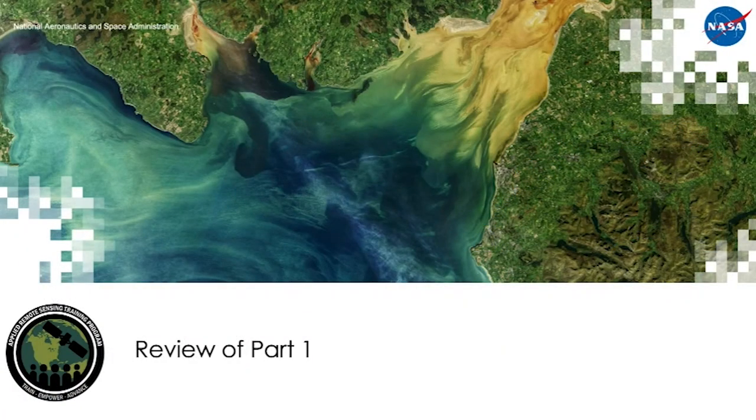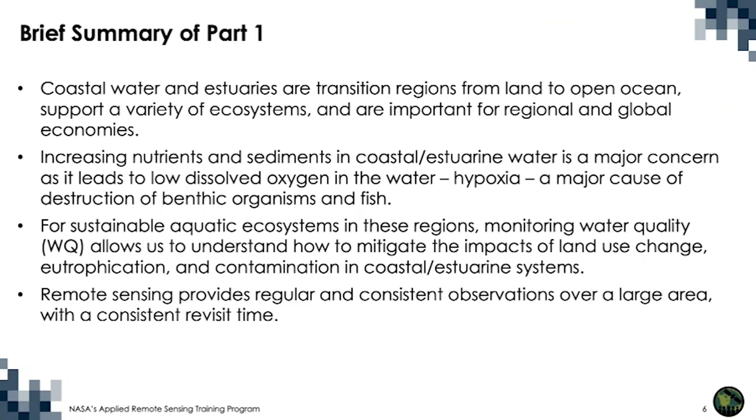We will start with the review of part 1. We saw that coastal waters and estuaries are transition regions from land to open ocean. They support a variety of ecosystems and are important for regional and global economies. Increasing nutrients and sediments in coastal and estuarine waters is a major concern, as it leads to low dissolved oxygen or hypoxia in the water. This is a major cause of destruction of benthic organisms and fish.